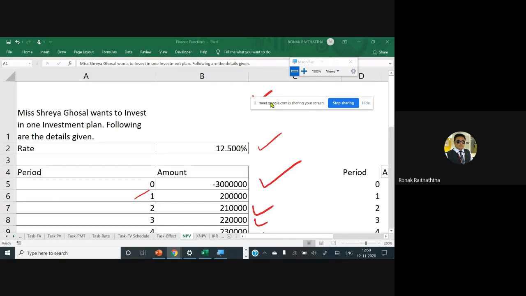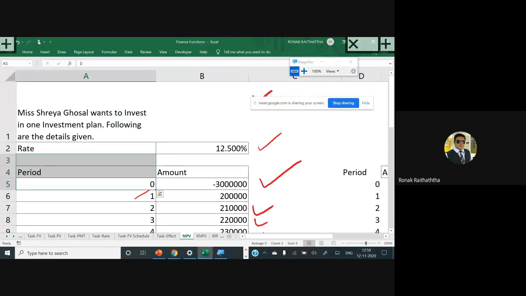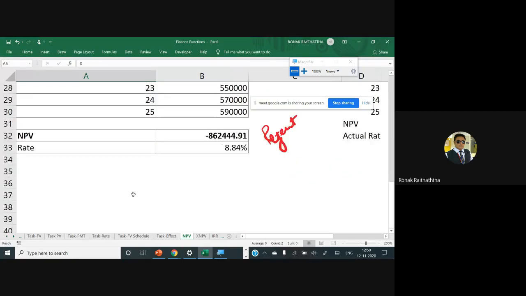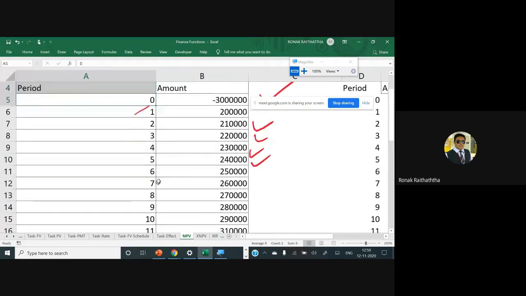Then I told her, according to my plan you will have to invest 30 lakh rupees now, in year 0. Then for 25 years I will give you some money. I'll start from 2 lakh rupees, and every year 10,000 would be added to each cash inflow of yours. So this is my plan, one of the best plans available in the market right now. You will have to invest 30 lakh rupees, and I'll give you 2 lakhs in year 1, 2 lakhs 10,000, 2 lakhs 20,000.